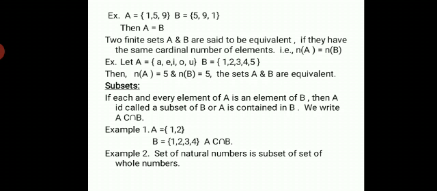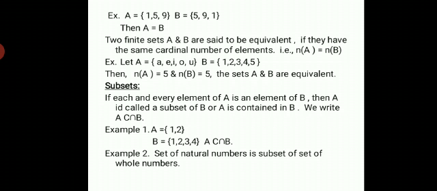No matter whether set A has vowels, alphabets, any numbers, any integers, and set B has any real numbers, when we compare the cardinal numbers, they must be equal. The cardinal numbers must be equal. Such sets are equivalent sets.